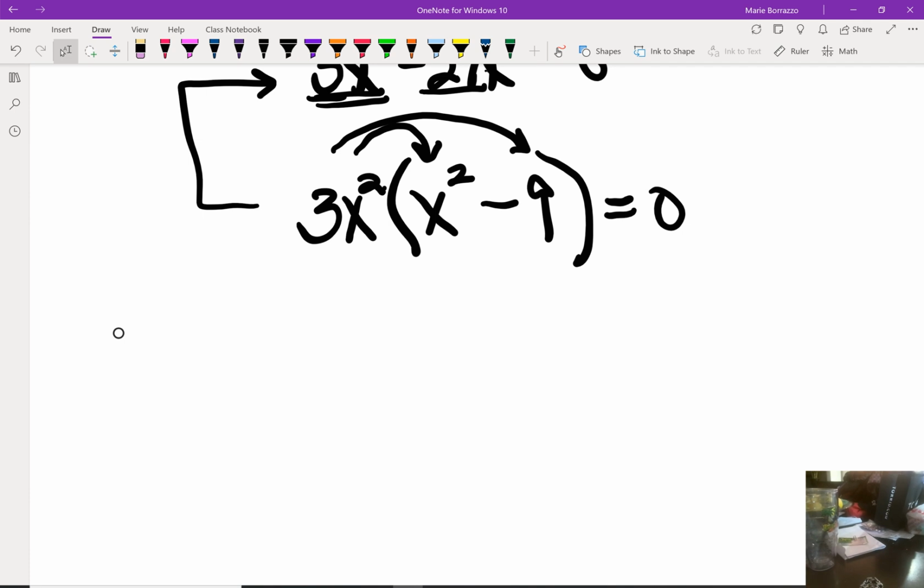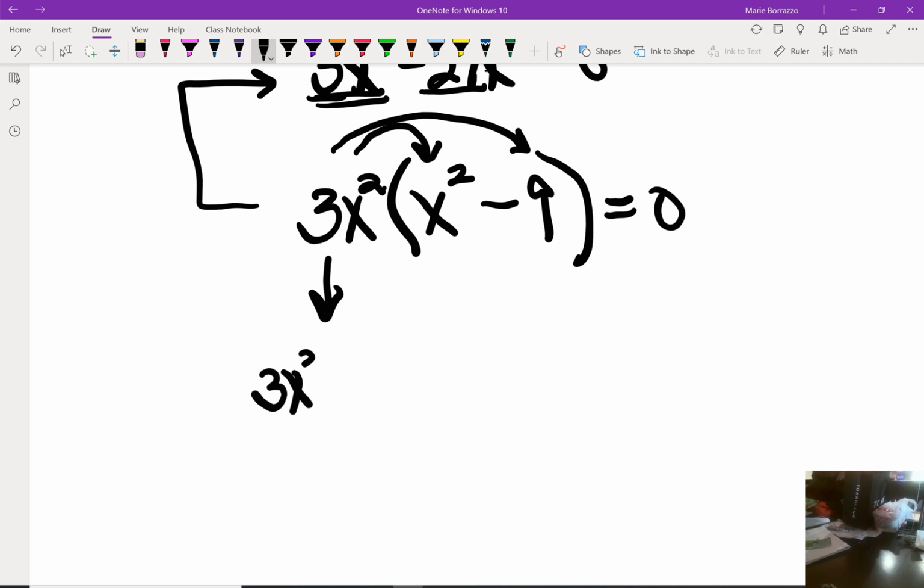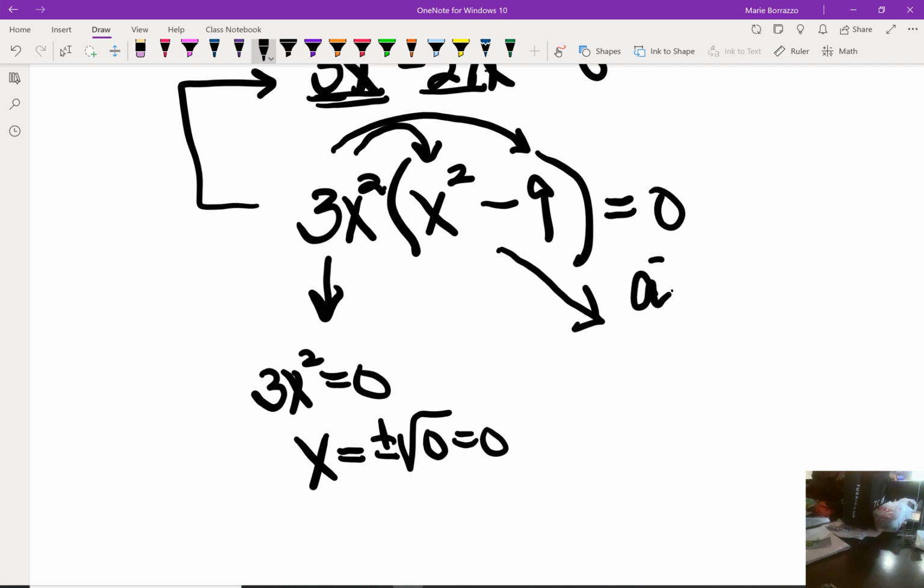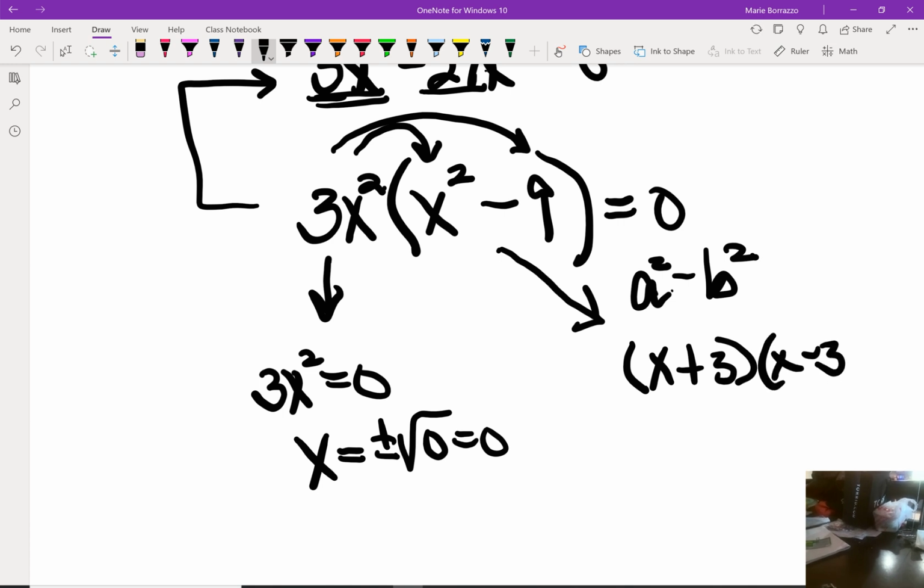Now at this point, if you notice, you're left with the x squared minus 9, and that could still be factored further. So we are going to go ahead and look at that. This is what we call a repeating zero. So basically in this case, we would say 3x squared is equal to 0. Obviously divide by 3. You end up with x is equal to plus or minus the square root of 0, which is 0, right? On this side, we have an a squared minus b squared special product. So we know that we need to factor this down so that we have x plus 3 times x minus 3. And if I solve for x in this case, x is equal to plus or minus 3.